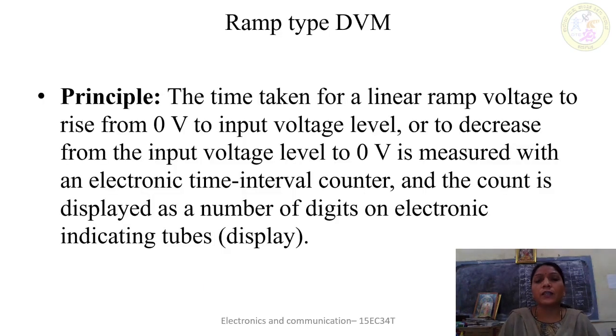So the first one is the ramp type DVM. What is the principle of the ramp type DVM? The time taken for a linear ramp voltage to rise from 0 volt to the input voltage level, or to decrease from the input voltage level to 0 volt, is measured with an electronic time interval counter, and the count is displayed as a number of digits on an electronic indicating tube or a display.